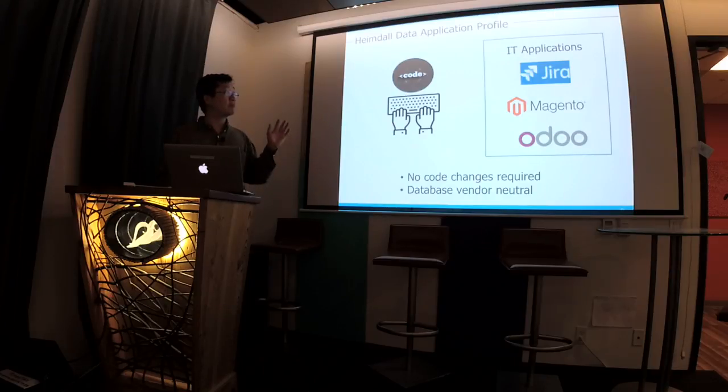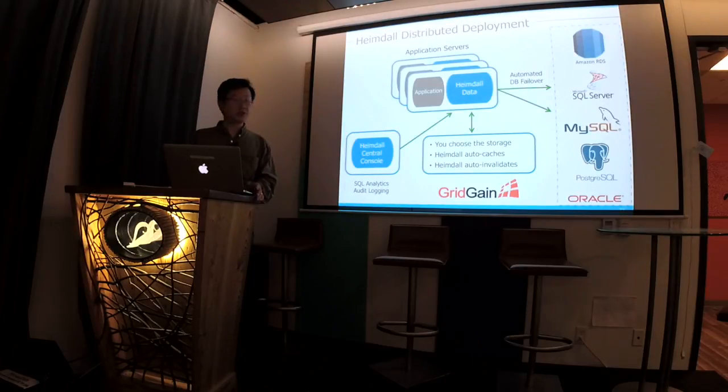So as I mentioned, there's no code changes, so it applies to third-party applications for which you have no control over the code, or it can be custom code. So let me get to the architecture of how the database proxy works. It's one-to-one. For every application instance, you're going to have a database proxy in the application instance. So it scales very, very nicely. If there's 3 app servers, there's 3 database proxies.